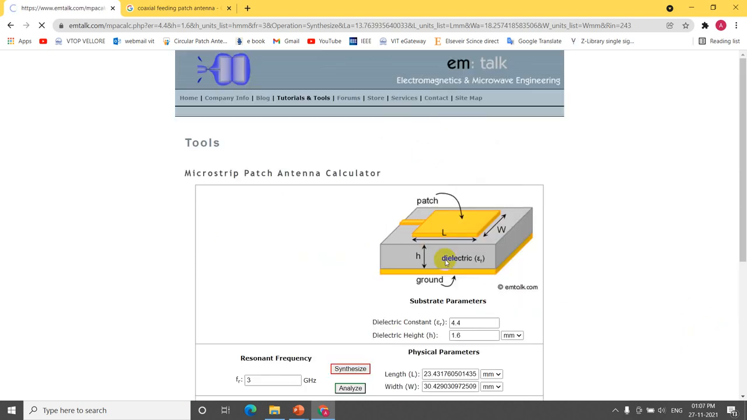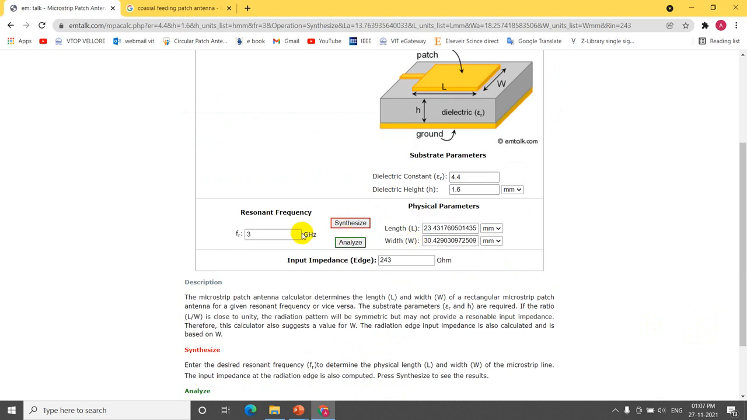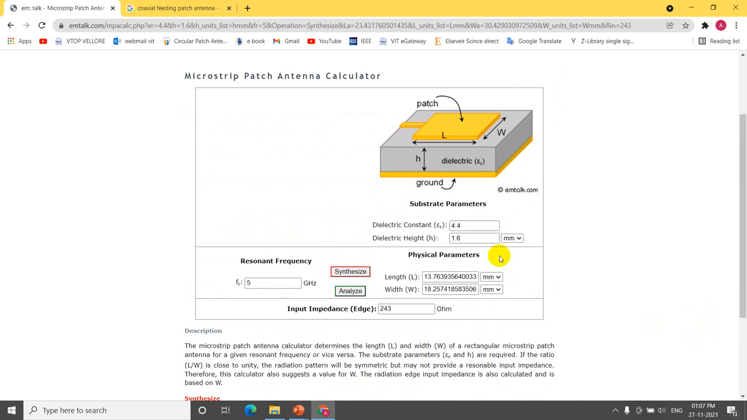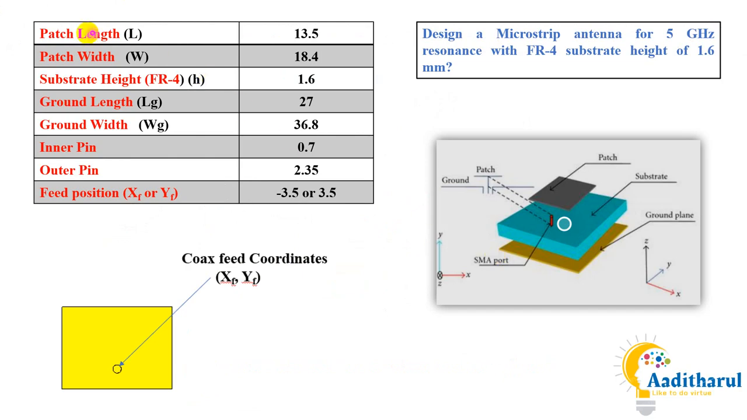If I give 3, it becomes 23.4 and 30.4. But we are going to design for 5 GHz, so I am getting the length around 13.5 and the width around 18. Here I mention the length as 13.5 and the width as 18.4, and the substrate height is 1.6.